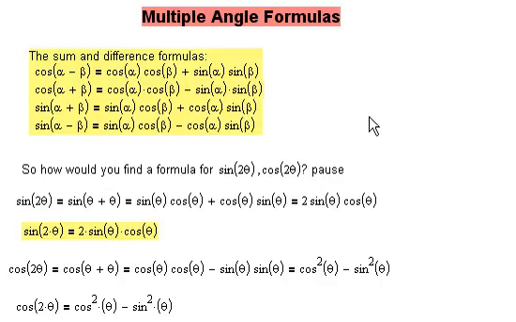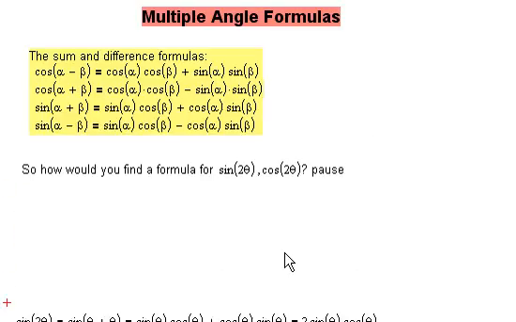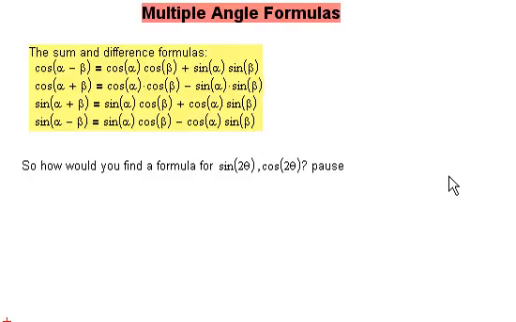The formulas that are called the multiple angle formulas are formulas for things like sine 2 theta, cosine 2 theta, tangent 2 theta, etc. And they're really easy to derive if you think about it a little bit. And as a hint, you might want to pause and think about how I could use sine of alpha plus beta to derive a formula for sine of 2 theta.